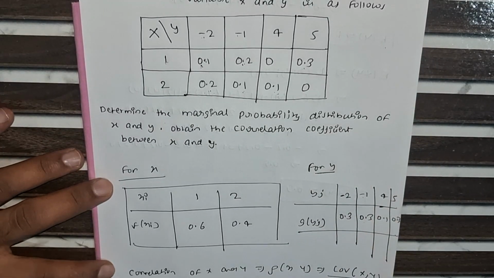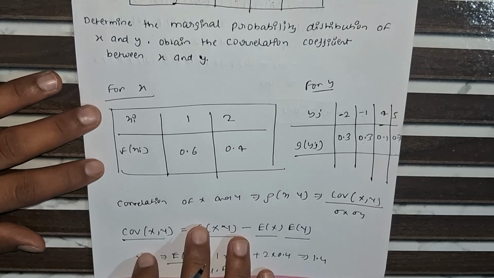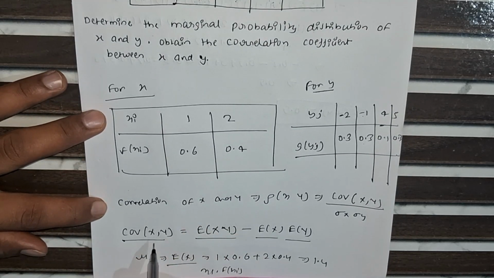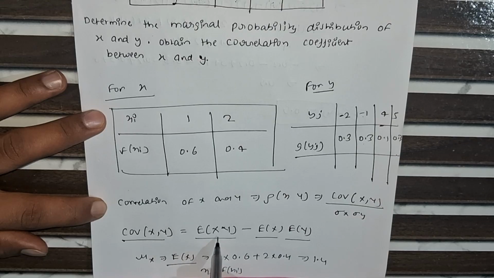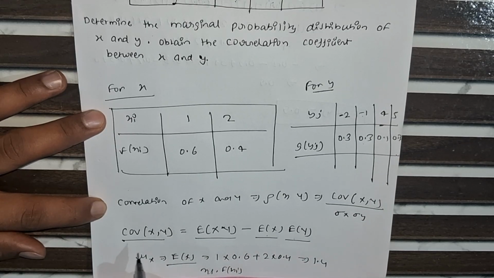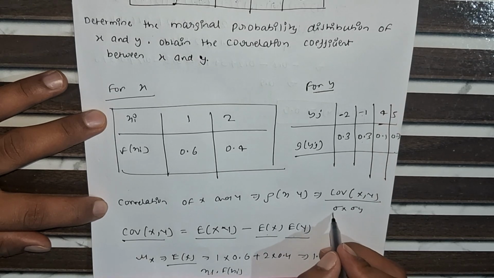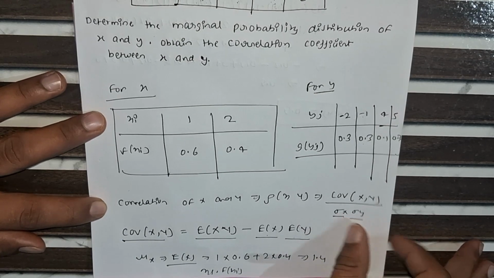So to find the covariance of x and y, we have the expectation of xy and the expectation of x and y, both values we have. So now we have the value of the covariance of x and y. Now go for sigma of x and sigma of y.